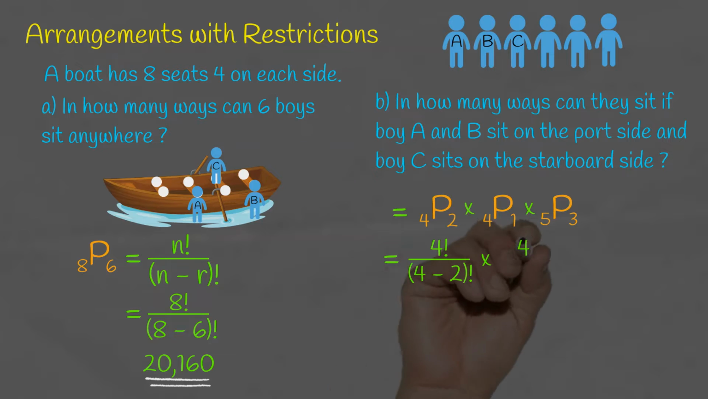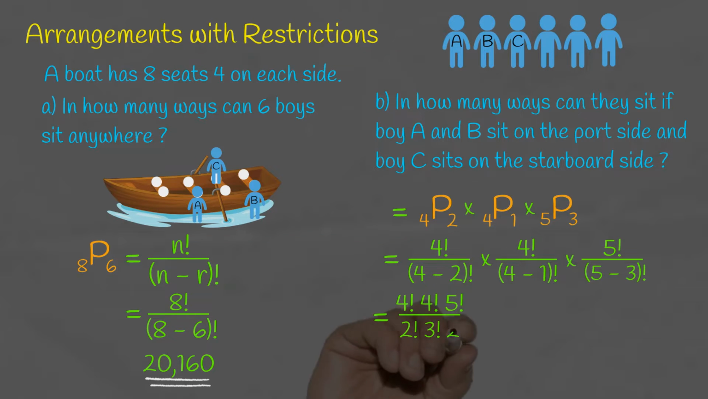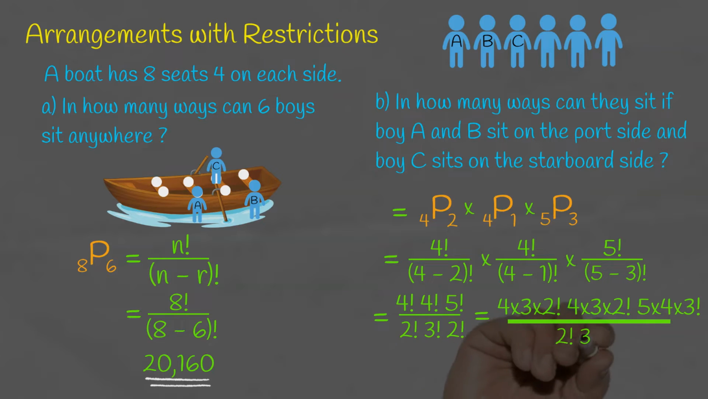So putting the relevant numbers in the equations, we end up with this. And if we write it like this, it makes it easier to cancel out. So the 2 3 factorials cancel out. These 2 factorials cancel out. These 2 factorials cancel out. And we're left with 12 times 12 times 20, which is 2,880.